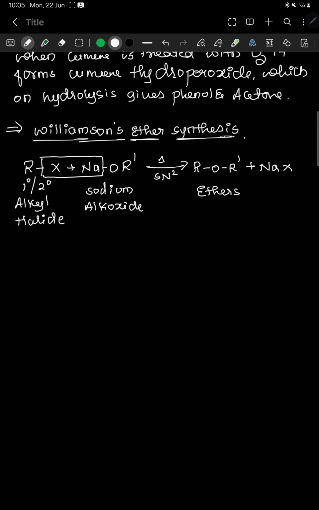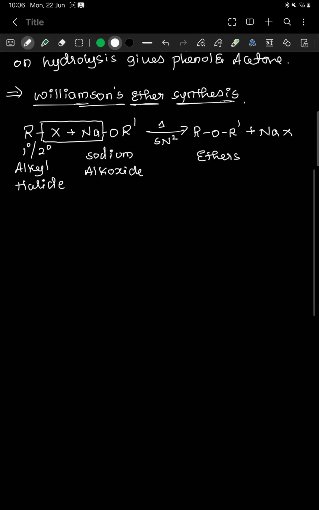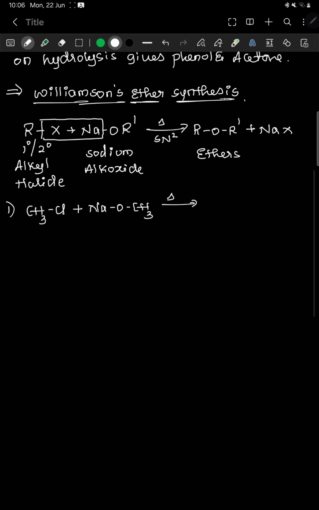You have already studied the SN2 mechanism in your haloalkanes and haloarenes. So we can even create one example for this. Instead of RX I can take CH3Cl. Even sodium alkoxide can be taken as NaOCH3. We are going to slightly heat this one. So Cl and Na both together will eliminate in the form of NaCl.